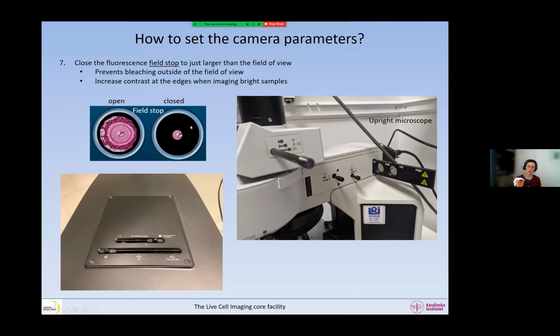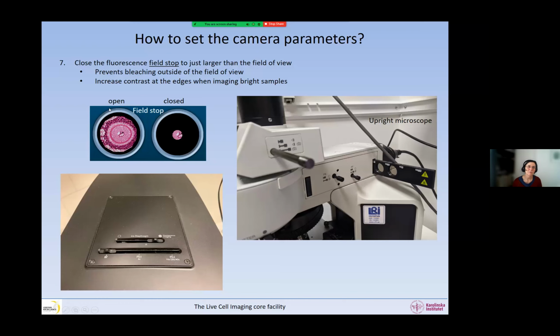But basically, when you close that thing, what happens is that you prevent the area outside of your field of view from being exposed to the light. If this is the area that you're imaging, you close the field stop to see this, and then you would reopen it just a tiny bit so that you don't see it anymore, but it's just outside the field of view.